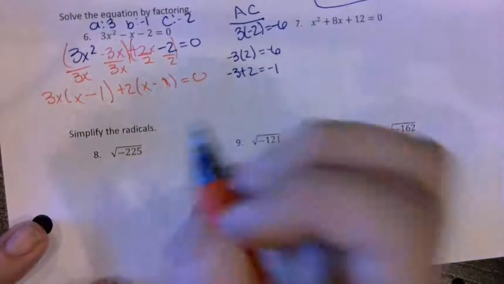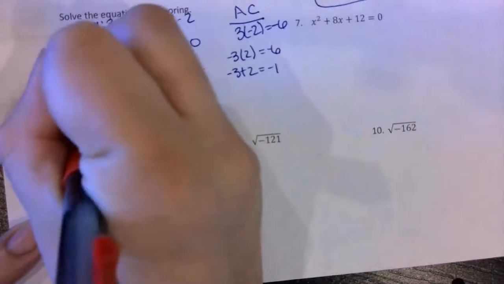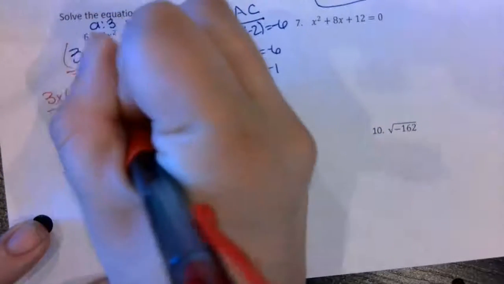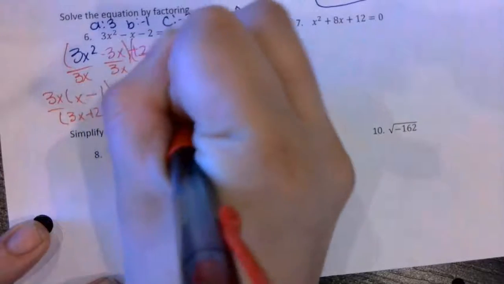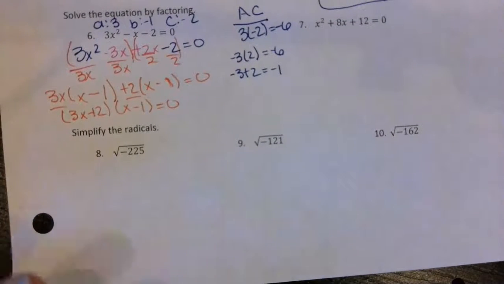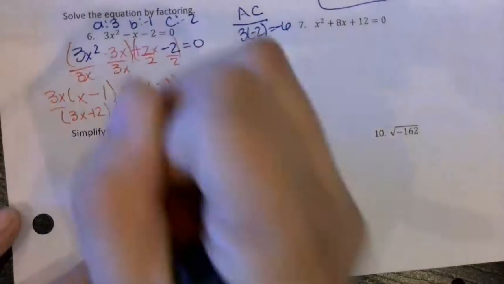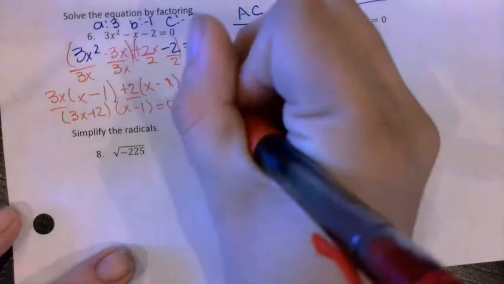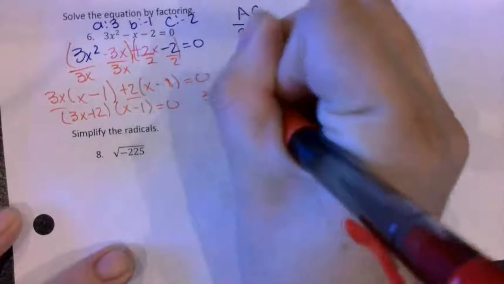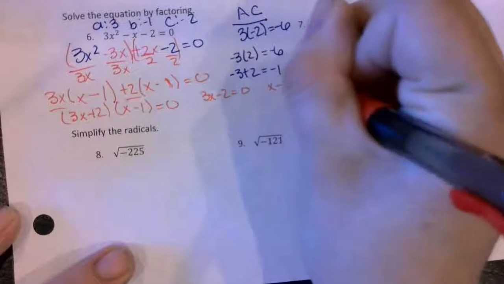Then I want to combine my outside pieces together in a set of parentheses, so I have 3x plus 2 in one, and x minus 1 in the other. I'm sorry, I also did not give you enough room on this one. Then I'm going to take each of my inside pieces and set equal to 0. So I have 3x minus 2 equals 0, and x minus 1 equals 0.